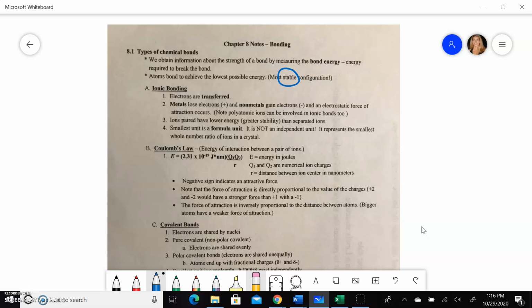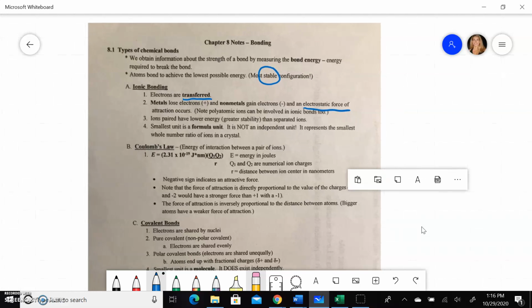For ionic, notice that electrons are transferred from one element to another. Metals are the ones that usually lose the electrons, nonmetals gain them, and when you get those opposite charges, the fancy way to say that is an electrostatic force of attraction. So electrostatic means it has those charges. Keep in mind it doesn't have to just be a metal and a nonmetal.